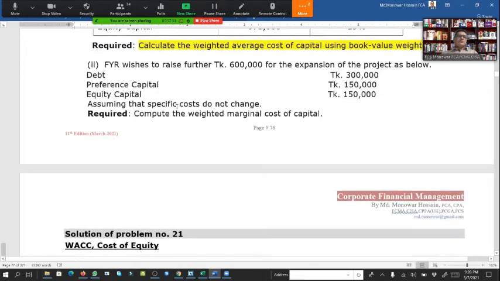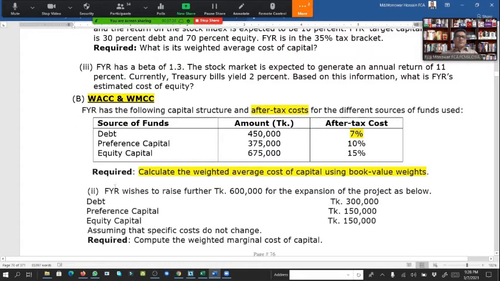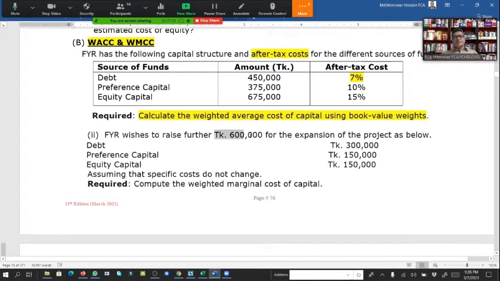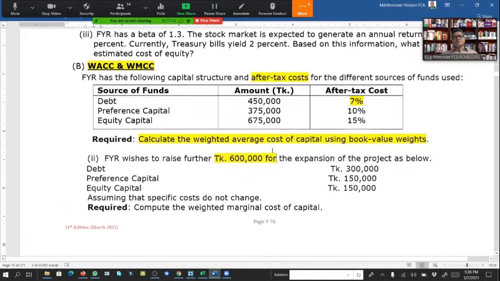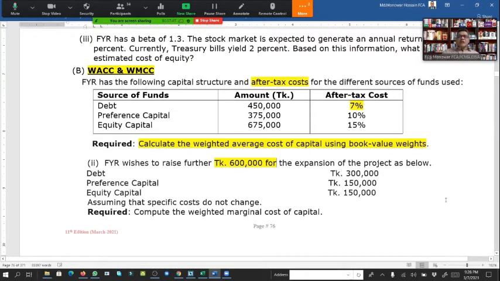Now here is another portion. If we wish to raise a further 6 lakh for the expansion of the project, then debt is 3 lakh, preference 1,50,000, equity 1,50,000, and say there is no change in the cost of capital and other things. So calculate the weighted marginal cost of capital.